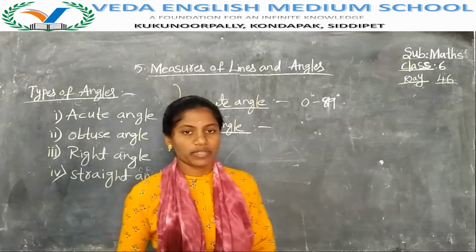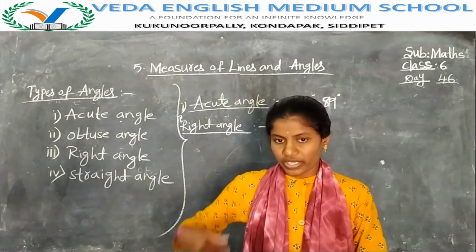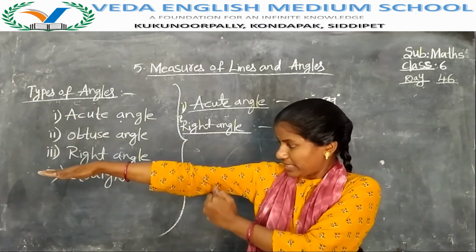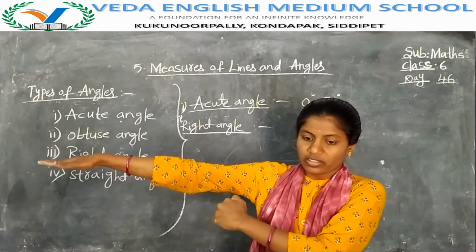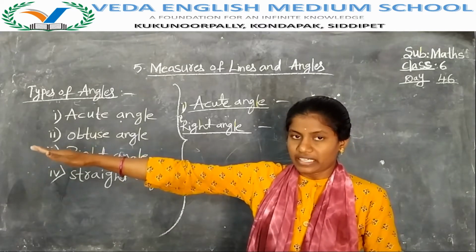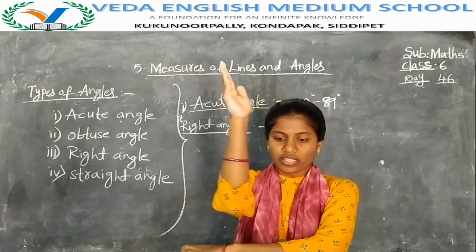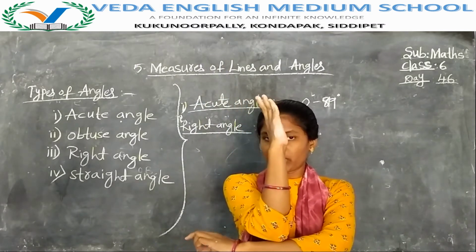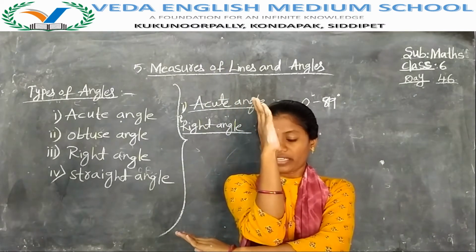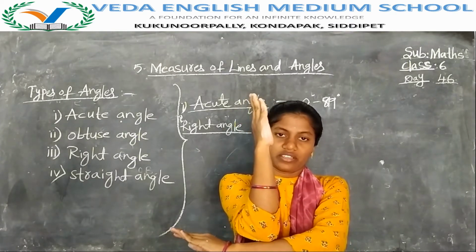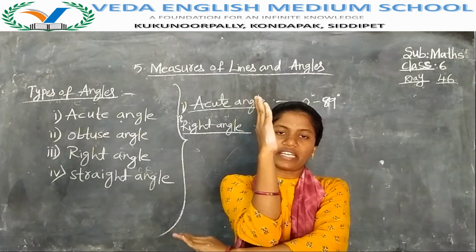Exactly 90 degrees means, see here, now you are straight. If I keep my hand like this, 90 degrees angle is found here. This is called a right angle triangle. Otherwise, if you want to understand, see, it is one straight line. On the straight line I kept my hand like this. Now it is also a right angle triangle: 90 degrees from this side and 90 degrees from this side.